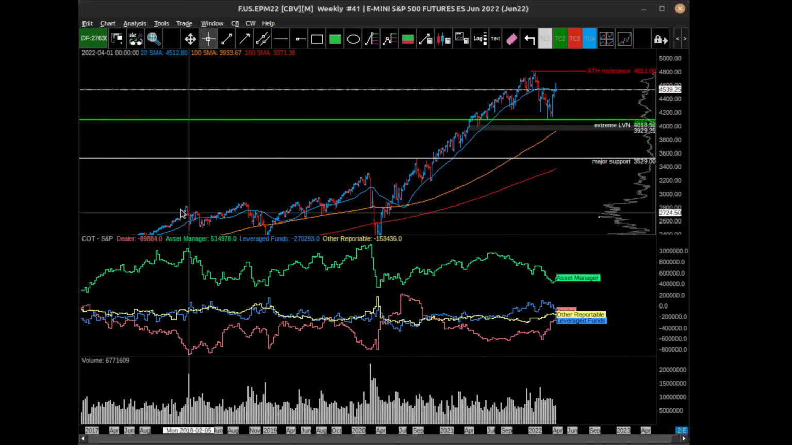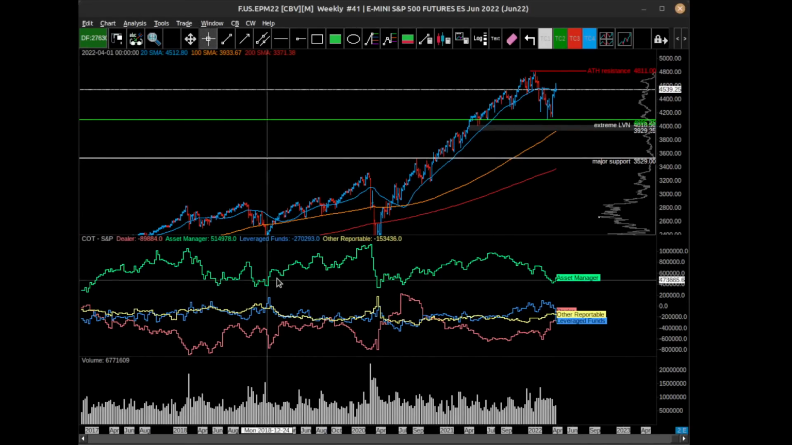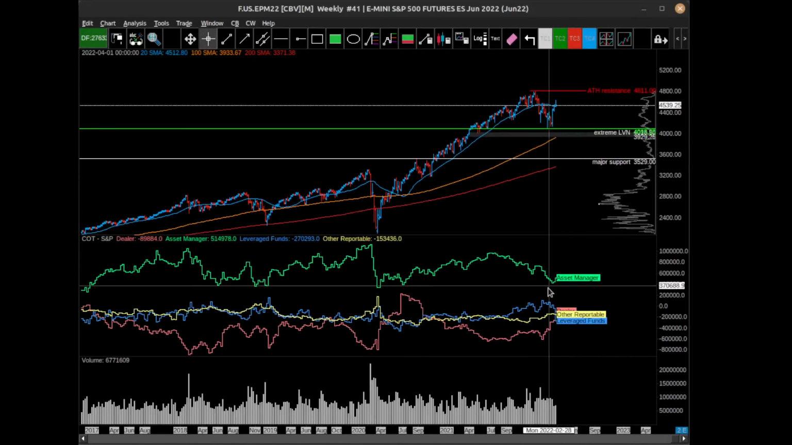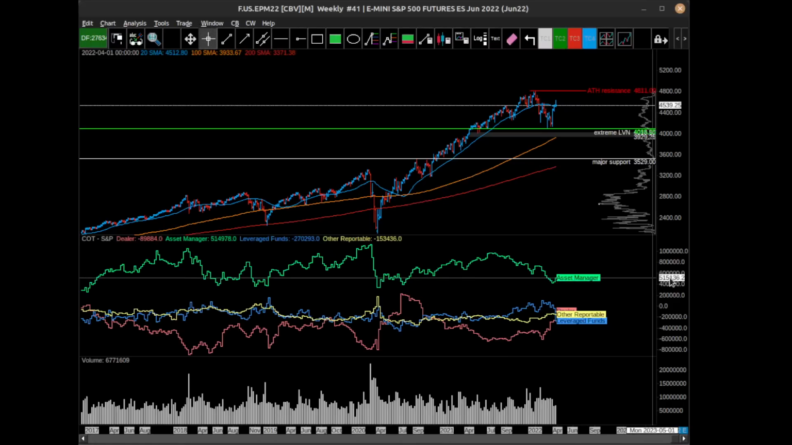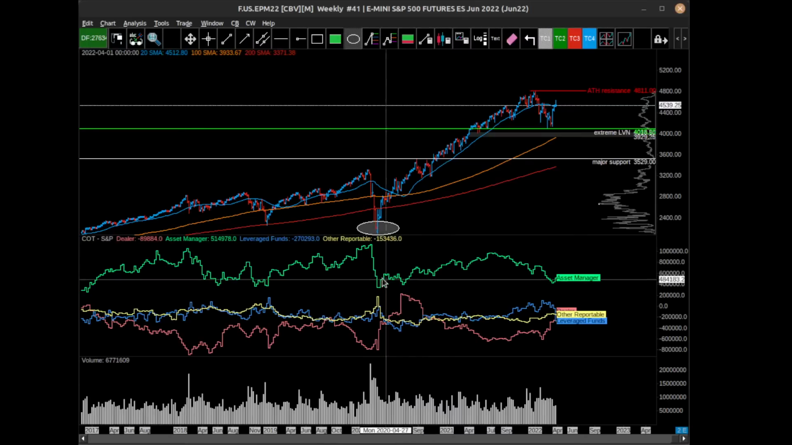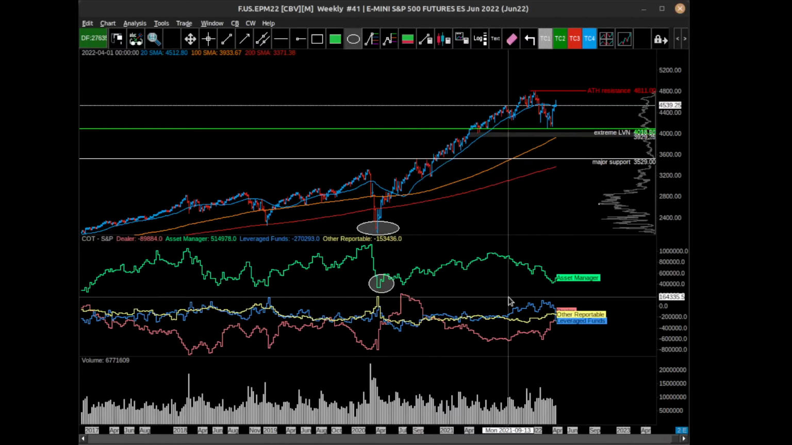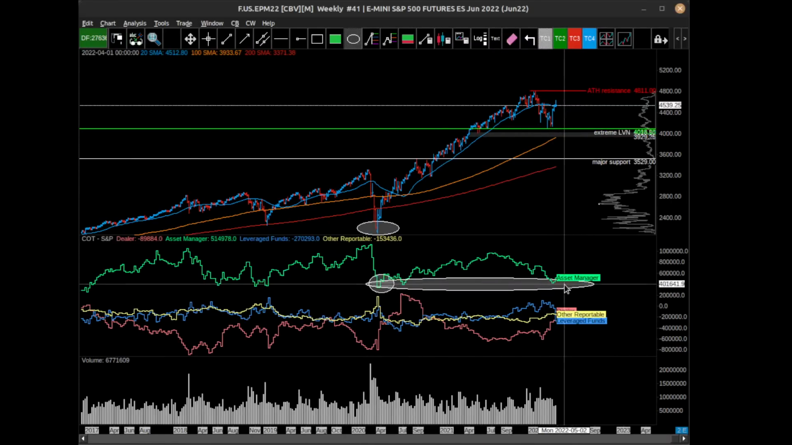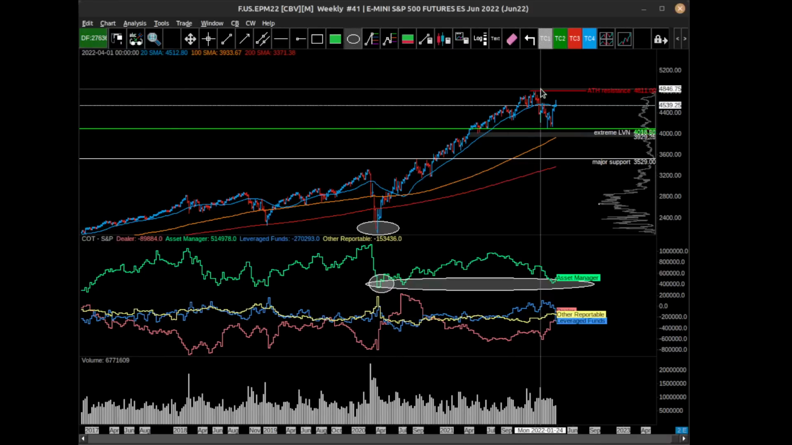down here with the COT, you see how at the COVID lows, the asset managers, which are the very biggest group of net long buyers in the S&Ps, were underexposed. You see on this pullback, it's almost similar to the net exposure of the COVID lows.